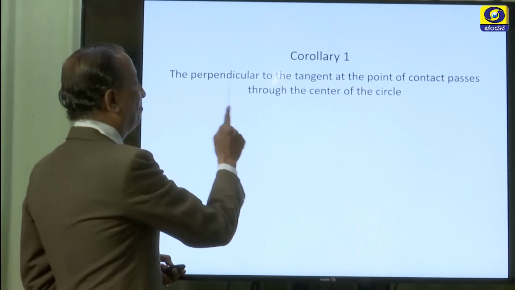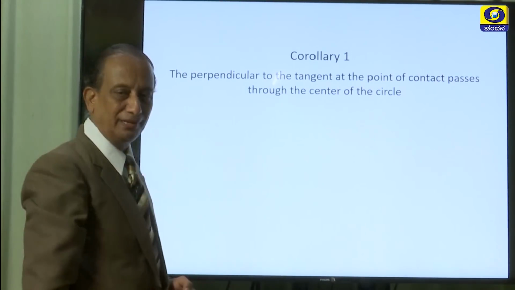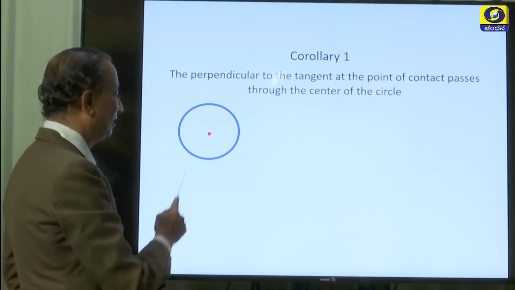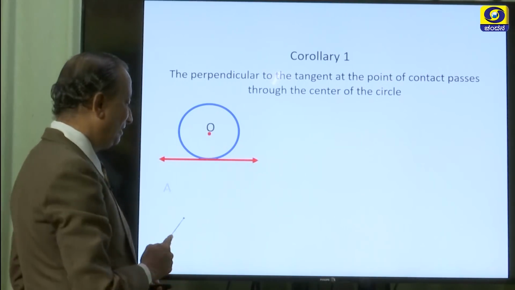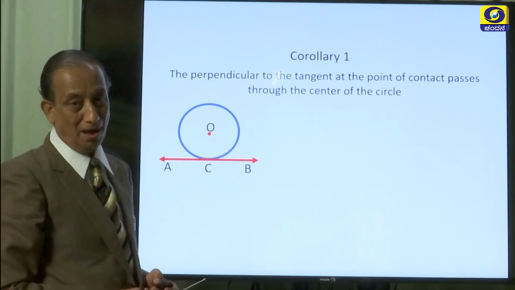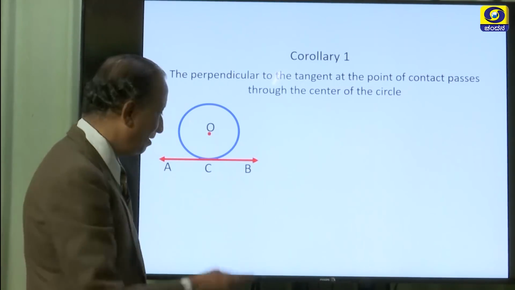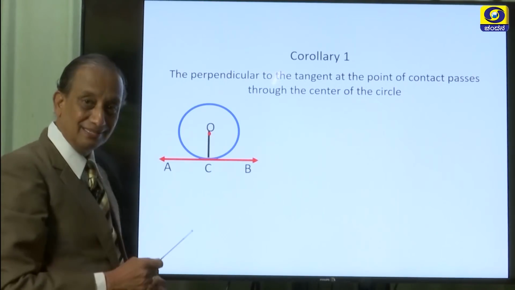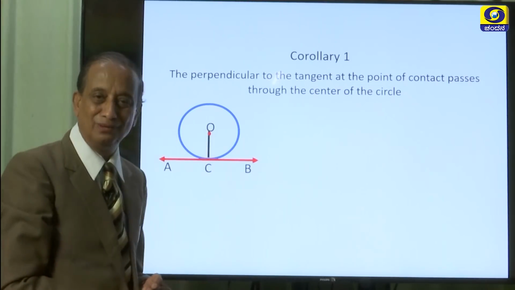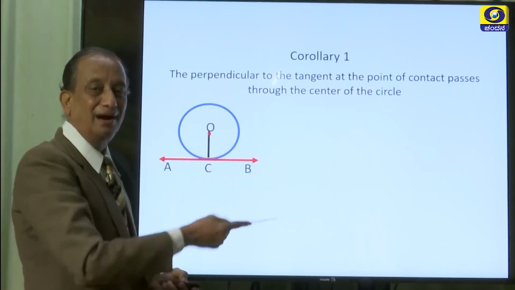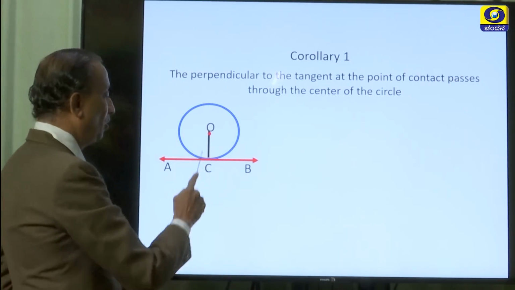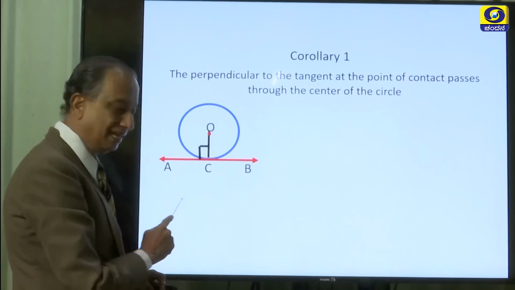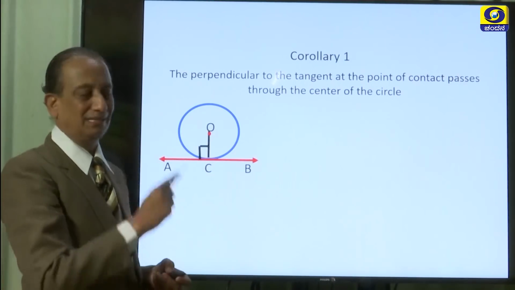Corollary number 1. Okay, look here. The perpendicular to the tangent at the point of contact passes through the center of the circle. I think this figure will help us to understand this. Here is a circle, this is the center, let us call it O. Here is a tangent, call it AB, and this is the point of contact. Now with the help of compasses or protractor, whatever it may be, you draw a perpendicular at this point of contact. If you draw a perpendicular at this point of contact like this, it will definitely pass through the center, and this is called a corollary, the first corollary to the 4.1 theorem. So this is the tangent, this is the point of contact, this is the perpendicular we have drawn. This is the symbol for 90 degrees, and this CO will pass through the center of the circle.